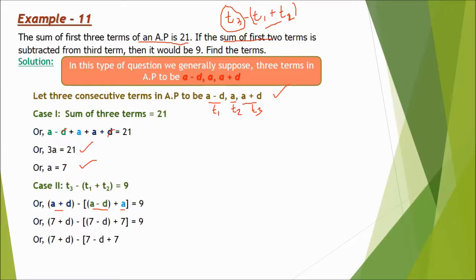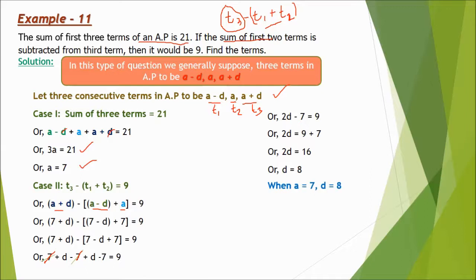7 plus d minus the bracket 7 minus d plus 7 is equal to 9, or 7 plus d minus 7 plus d minus 7 is equal to 9. And we can cancel one 7 right here. 7 and 7 get cancelled. Or 2d. Now this is the calculation. We can just run through it. Now the value of d is 8.